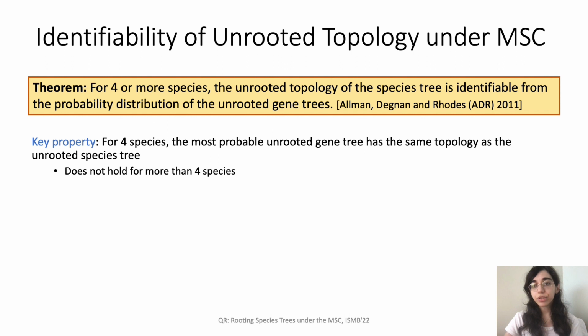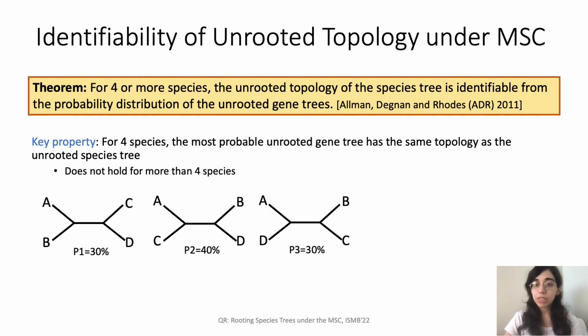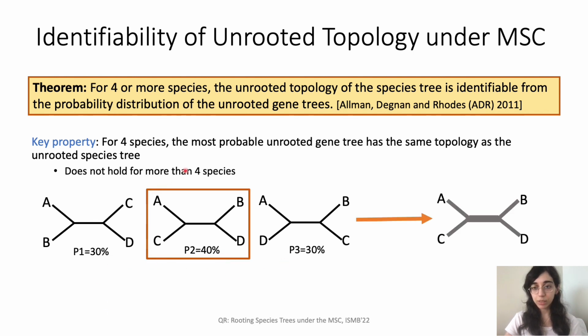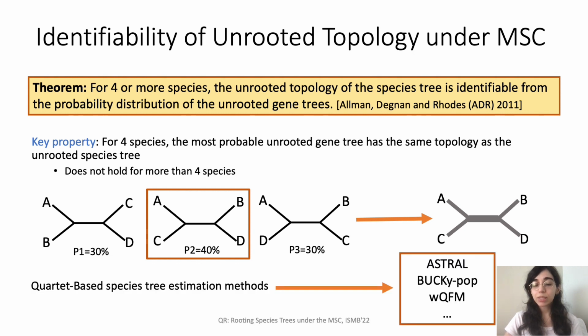A key that leads to this result is the observation that for 4 species, the most probable unrooted gene tree has the same topology as the species tree. And this means that if we are given the probabilities of the 3 possible unrooted quartet trees, the dominant one will give us the species tree topology in these 4 taxa. And this result has been the basis of several quartet-based species tree estimation methods such as ASTRAL.